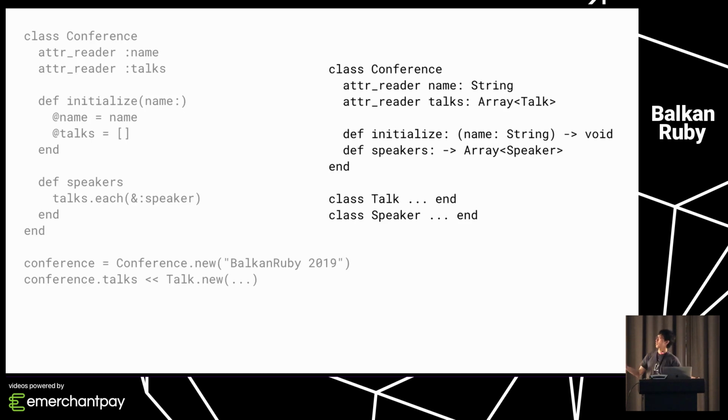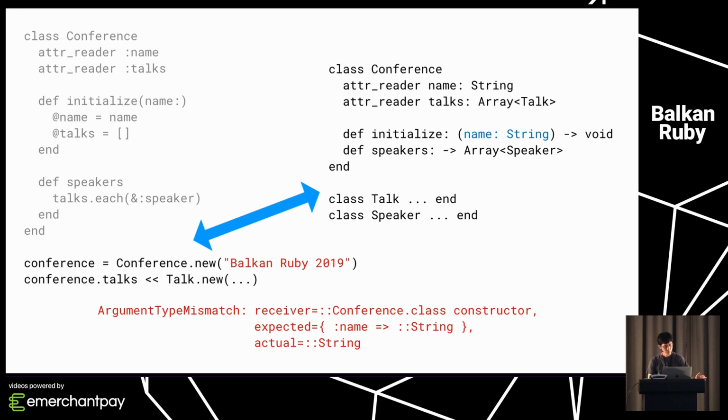Okay, so this is the signature of the Conference class. This is what you have to write when you use Steep. The signature has almost the same structure as the Ruby code. There is a Conference class, there is a name attribute, a talks attribute, and there are 2 methods. Reading the signature, we find that the name attribute is a string, and talks is an array of Talk. We need the definitions of the Talk class and Speaker class, but I skip them now.